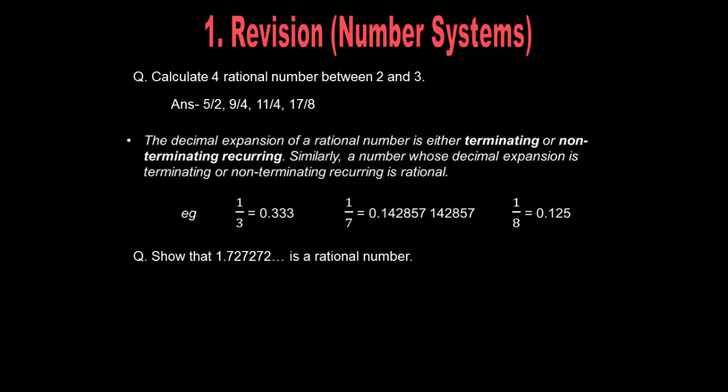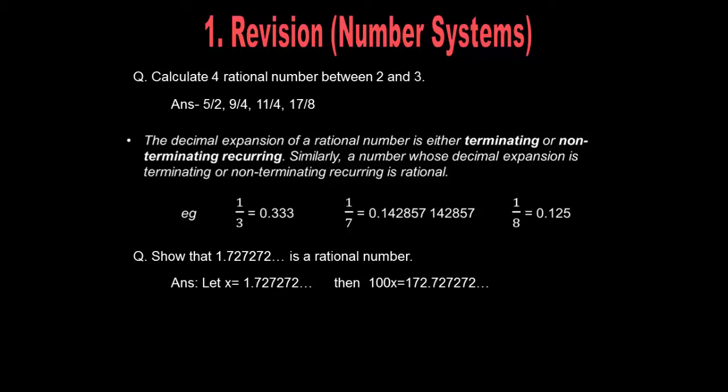Now let us try a problem. As we can see, 1.7272, and it will keep on repeating itself. This is a non-terminating recurring. We know it's a rational number, but we want to represent it in the form p by q, as we have defined rational number. As we know the definition of rational number, that is, it can be represented in the form of p by q.